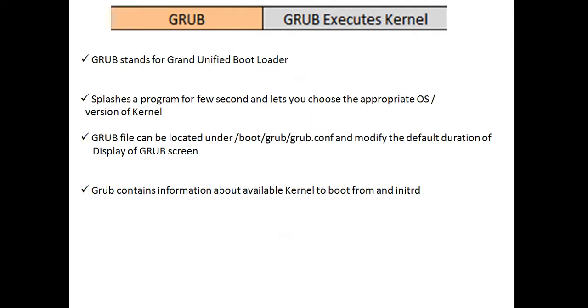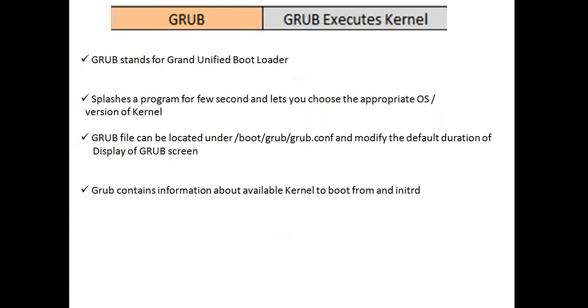GRUB stands for Grand Unified Bootloader. The earlier bootloader was LILO, or Linux Loader. GRUB is the advanced one. It can understand the file systems. GRUB splashes a screen for a few seconds, and it lets you choose the appropriate OS or version of kernels. Friends, you can install more than one OS in a single system, or within one OS you can have multiple versions of kernels also. During this stage, you can choose the appropriate version of kernel or the OS to boot your system.